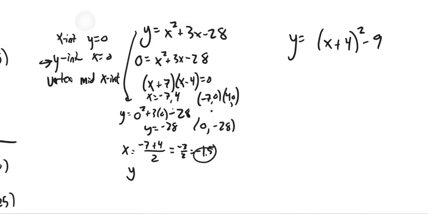when x is negative 1.5, you can plug it into this equation, or you can plug it into the factored version, whatever you prefer. I'm going to just do it on my calculator real quick. Negative 1.5 squared plus 3 times negative 1.5 minus 28. And I get y is negative 30.25. So the vertex is at the point negative 1.5, negative 30.25.